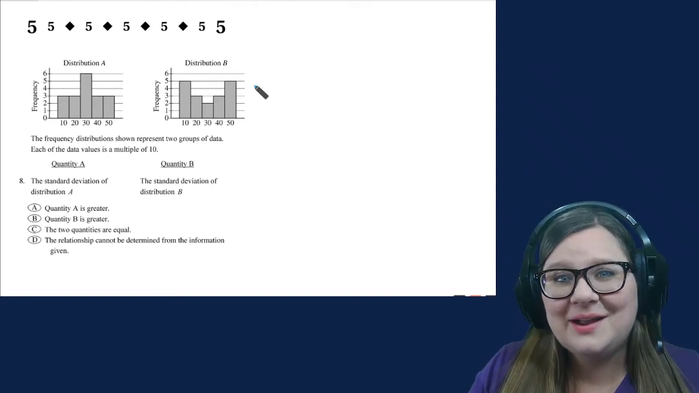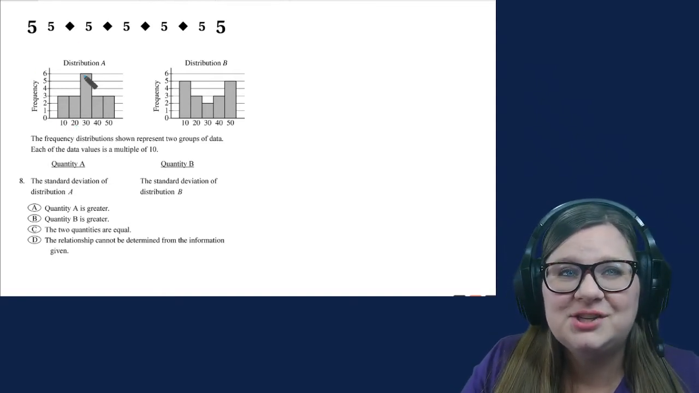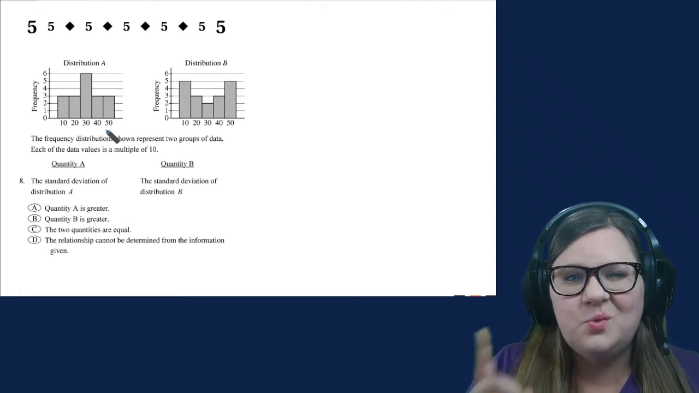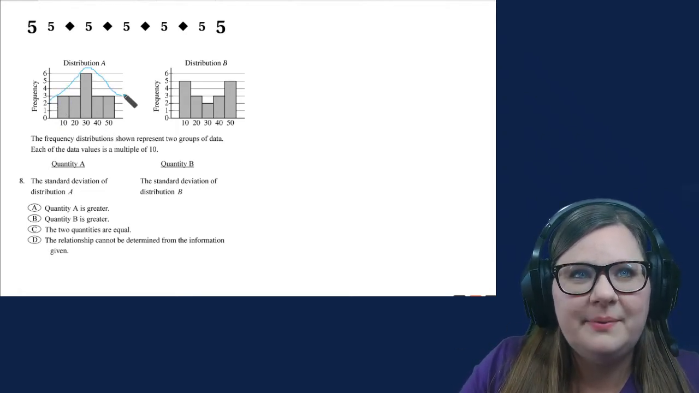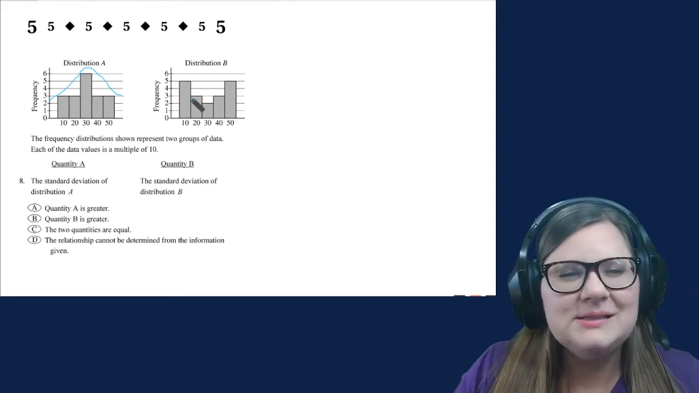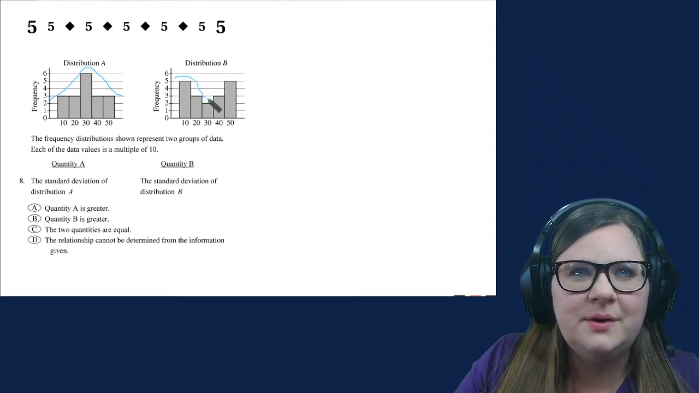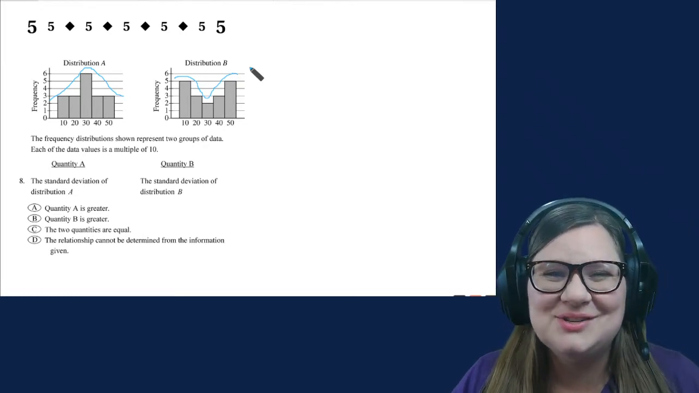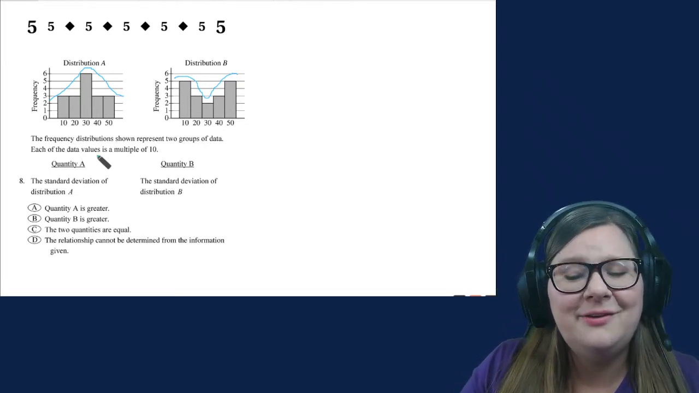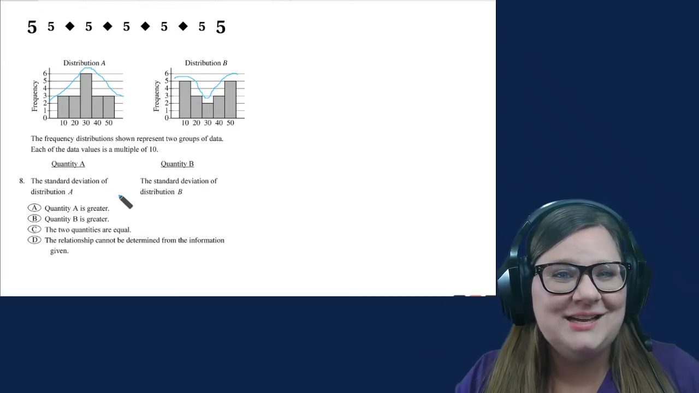Now, one thing you have to recognize is that this first distribution is actually unimodal, which means it has one mode or one high point, and this actually makes kind of a bell curve shape. Whereas our second one is bimodal. That means it has two modes that are on either end. Now, both are symmetric, which is also super important. That means if I were to cut it in half, I would see the same shape on both sides.